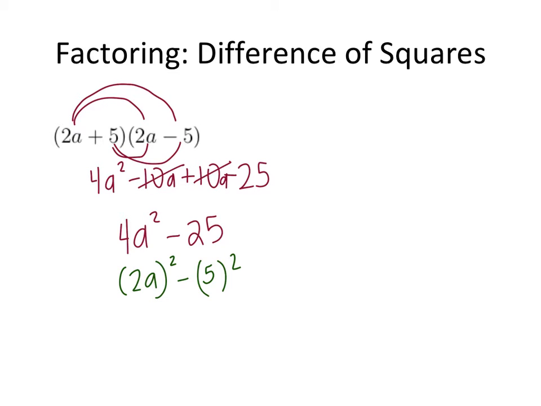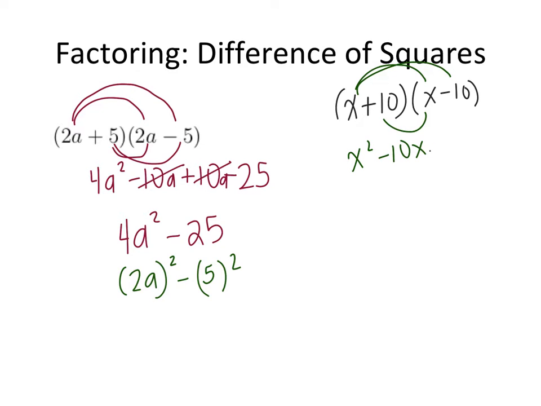We actually might be able to see this more easily with something like x plus 10 times x minus 10. If I was to FOIL this, we'll try it right here. First becomes x squared outside, minus 10x inside, plus 10x. Last becomes minus 100. Simplifying, these two cancel, my middle term disappears. I have x squared minus 100.